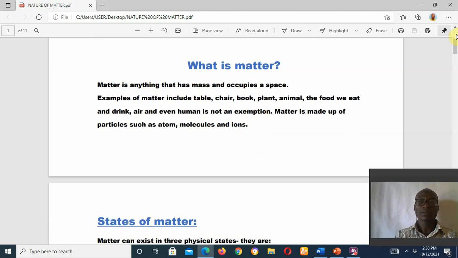What is matter? Matter is anything that has mass and occupies a space. Examples of matter include table, chair, book, plant, animal, the food we eat and drink, air, and even human is not an exemption. Matter is made up of particles such as atoms, molecules, and ions.